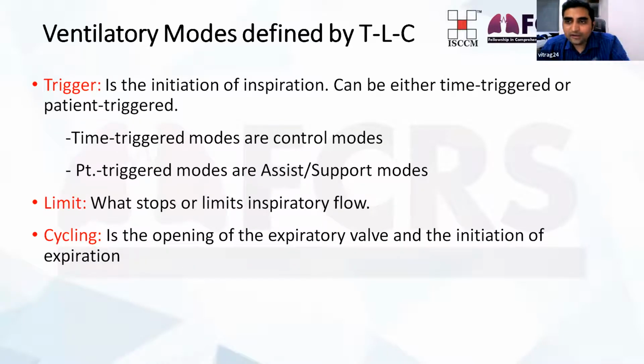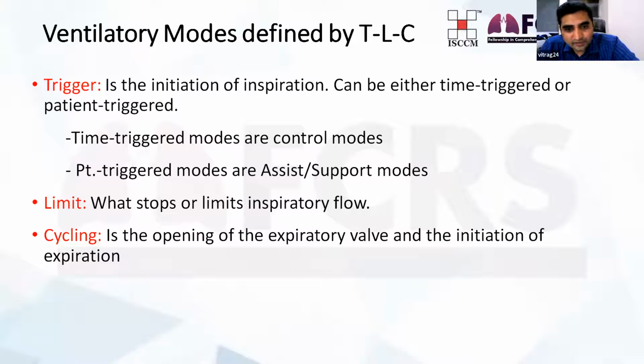So how are ventilatory modes defined? They are defined by TLC, that is trigger, limit and cycling. Trigger is the initiation of respiration, and it can be either time triggered or patient triggered. Time triggered in control modes like CMV, IPPV, PCV, and patient triggered in assist control or support modes like pressure control, volume control or pressure support mode. If the patient is triggering the breath, it is called assist control in control mode, and if it is a spontaneous mode, then it is pressure support mode or CPAP.